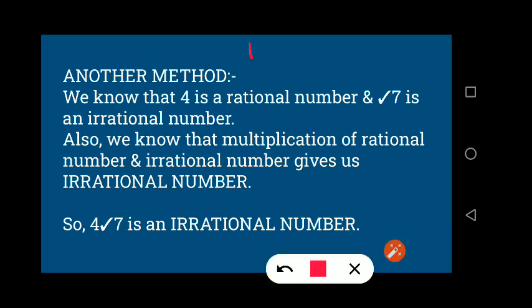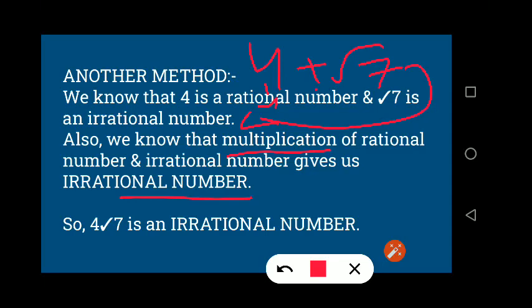Like if we have to prove 4 plus root 7 is irrational, then again 4 is rational, root 7 is irrational. And we know that the addition of two numbers, of which one is rational and another is irrational, always gives us an irrational number. So 4 plus root 7 is an irrational number. Same way we can do it for subtraction also.